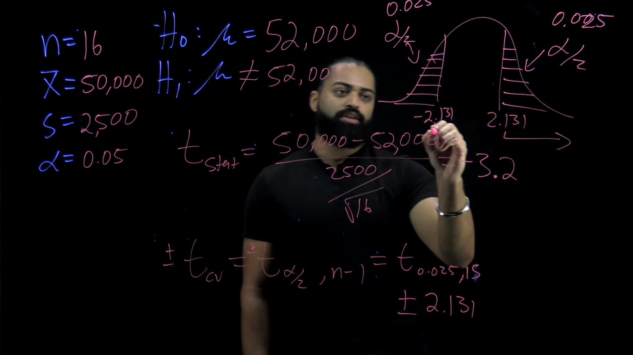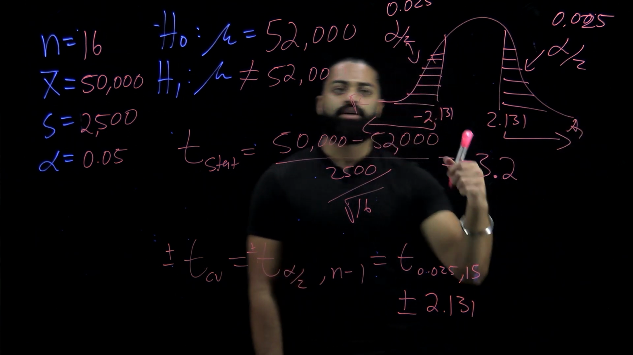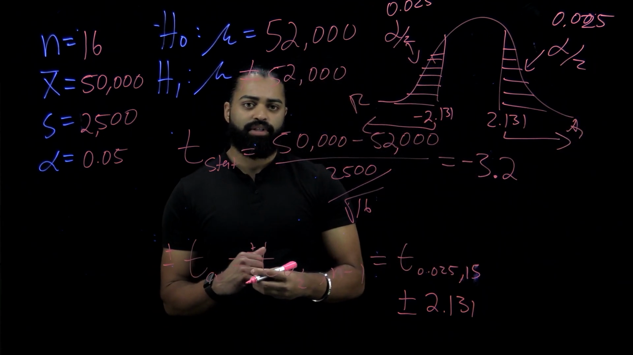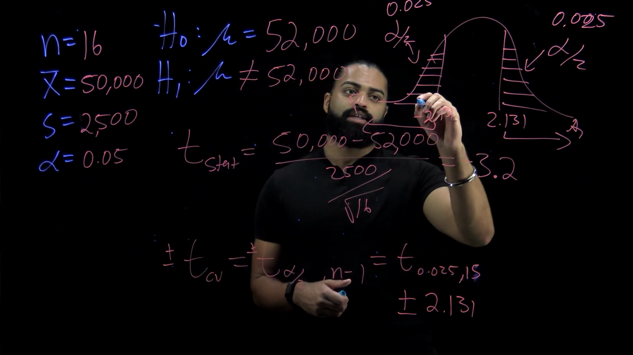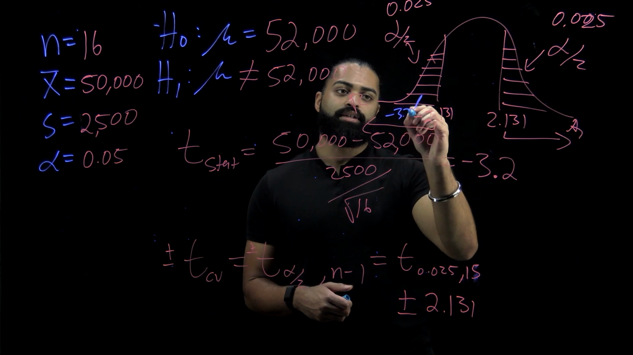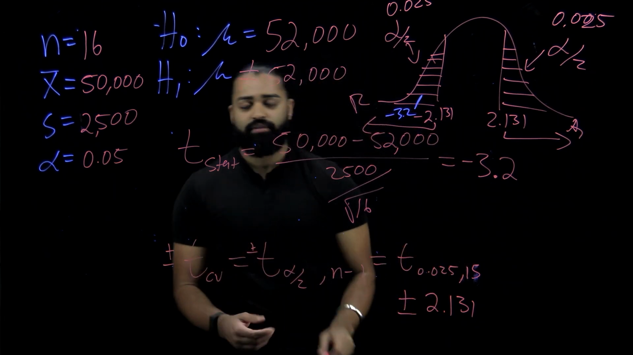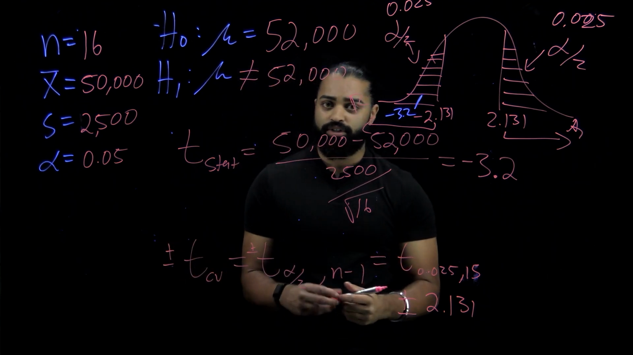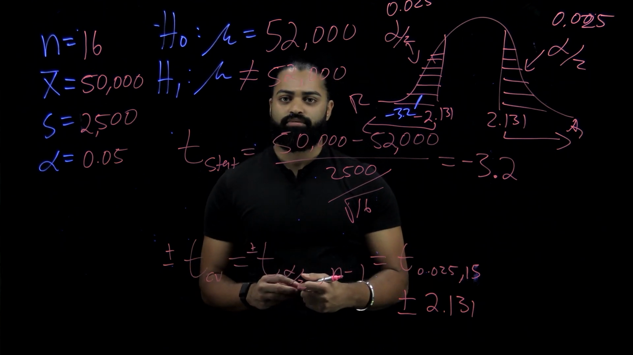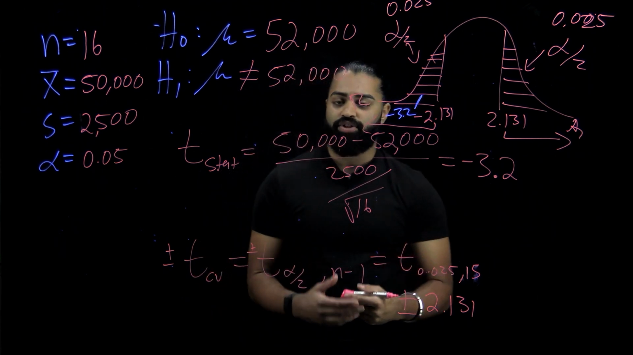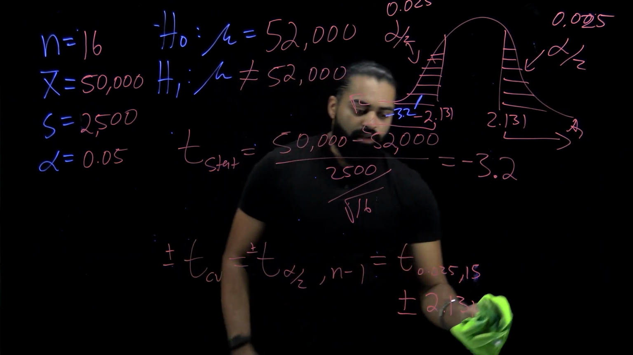Anything in the shaded regions, we are going to reject. Anything in the unshaded regions, we are going to fail to reject. So in this case, negative 3.2, does it fall in the rejection region? The answer is yes, it does. So our decision is we reject the null, and conclude there's enough evidence to support that the average lifespan of a tire is not 52,000 miles. So we have enough information and evidence to support our claim. All right.